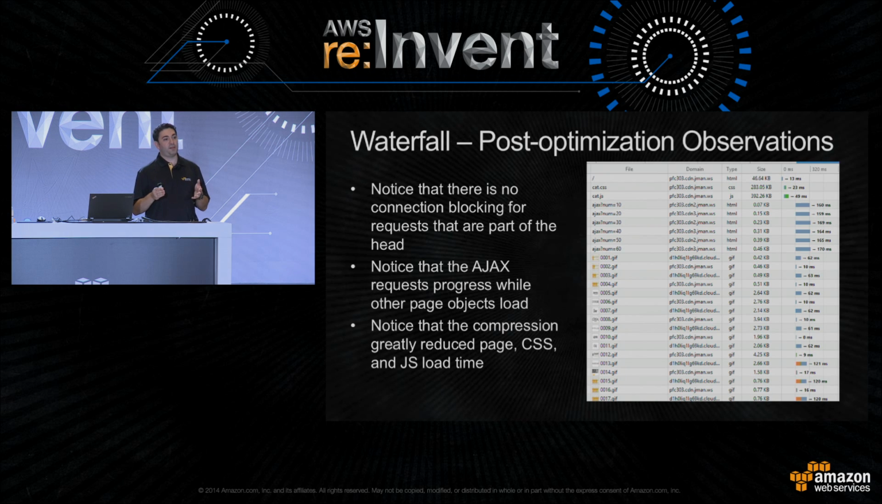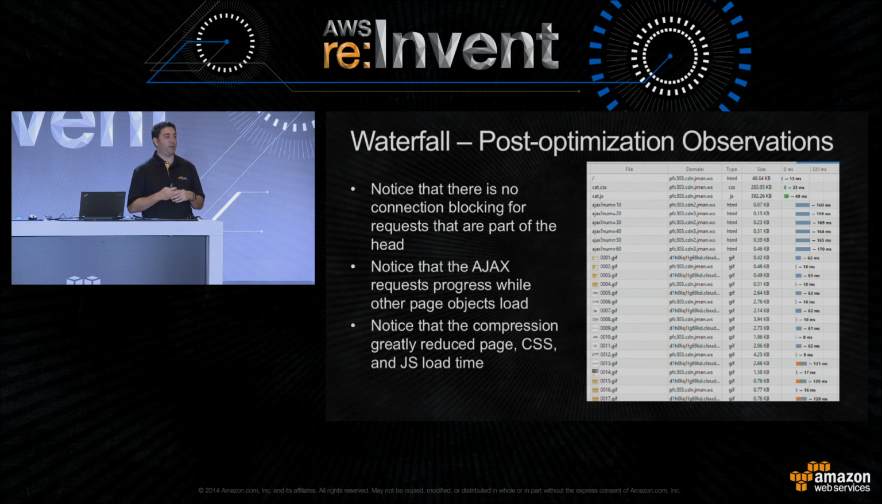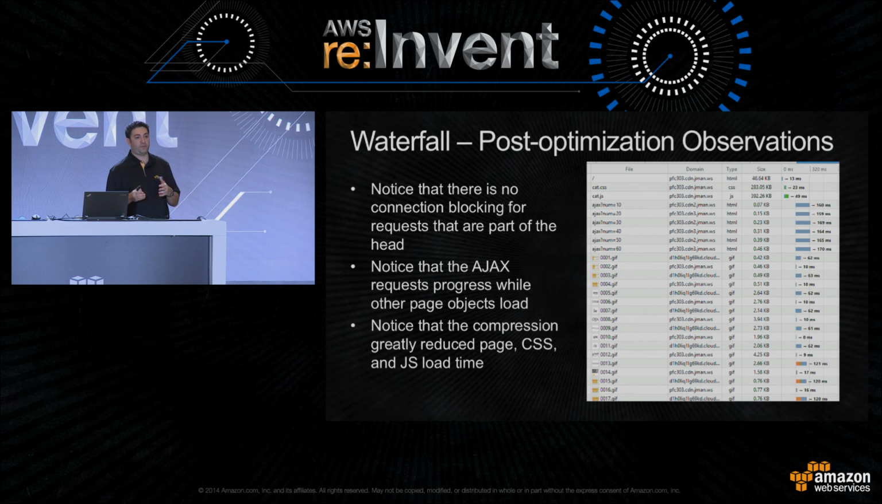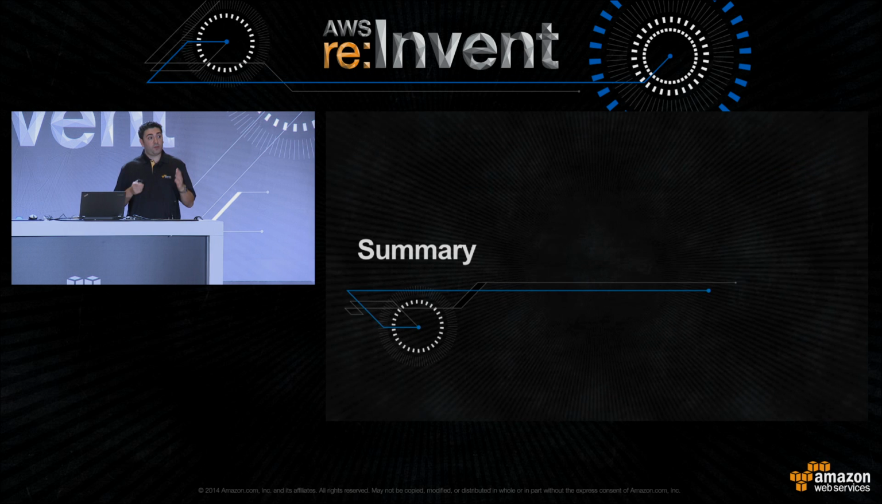But the important thing here to understand is that you can use multiple domain names to basically strategically place where the connections are going to get blocked, right? Where it is that you're going to have asynchronous requests go without blocking other requests. And then you can see the benefits of compression and so on. So those are the optimizations I wanted to walk through.